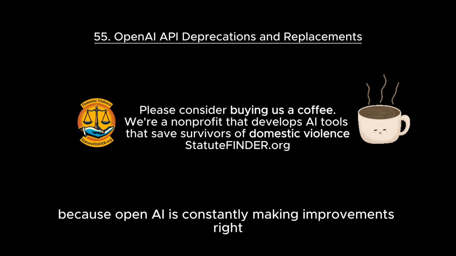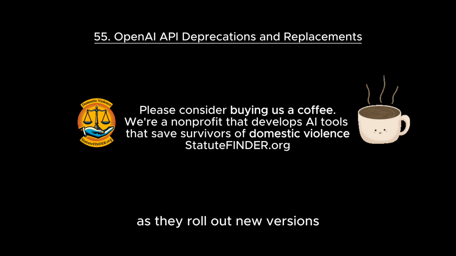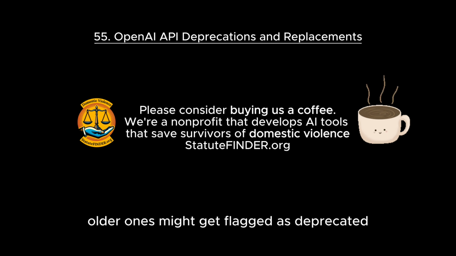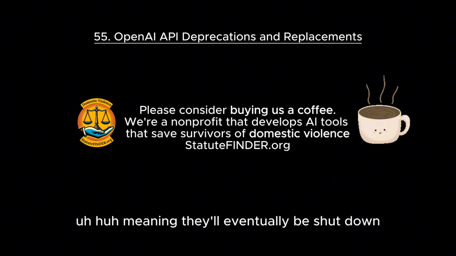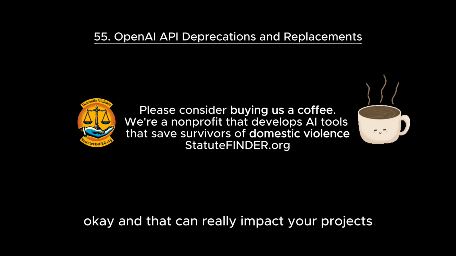Because OpenAI is constantly making improvements. As they roll out new versions, older ones might get flagged as deprecated, meaning they'll eventually be shut down. And that can really impact your projects if you're not prepared.